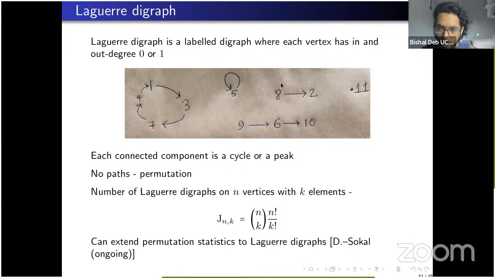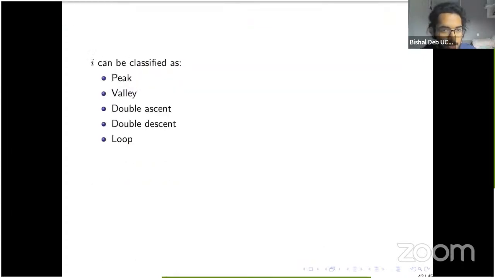So let's say we have a 0, 0 boundary condition. That is, if 8 does not have a predecessor, so any vertex that does not have a predecessor or a successor, we can pretend it has a predecessor or successor of 0. Then we can also define valleys and peaks and double rises, double falls, and so on. Or you can fix your boundary conditions. You can have 0, 0, or 0, infinity, or infinity, 0, or infinity, infinity, and then accordingly your definition will slightly change.